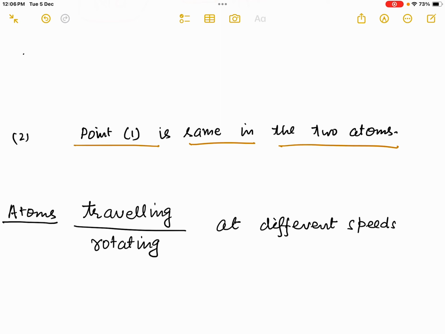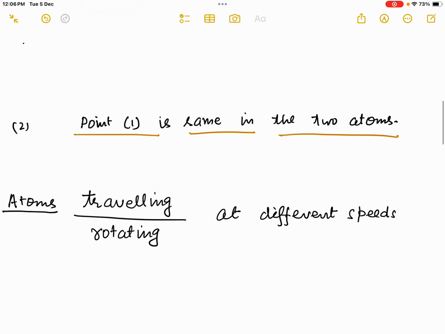Now see, the second position: we say that point 1 is the same in the two atoms. Point 1 means all the electrons of the two atoms are in the same energy level. So what is the position? Are they still identical? The answer is again no. There are other possibilities that the two atoms are different.